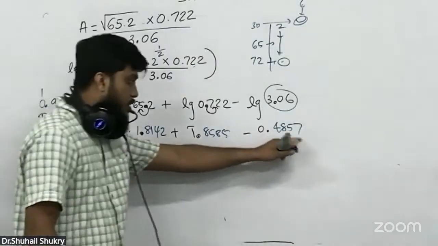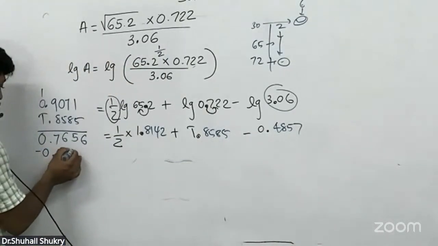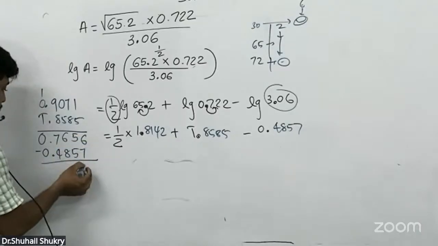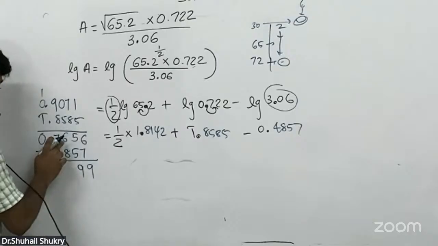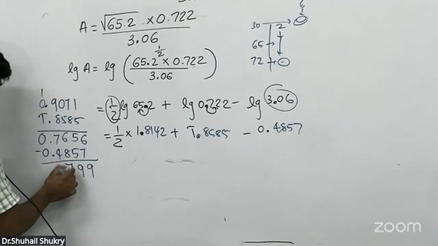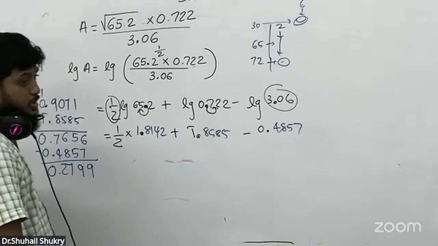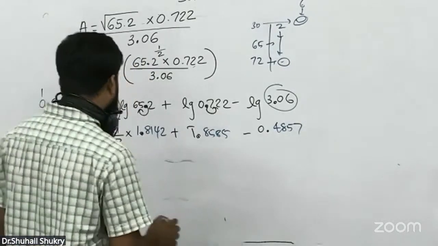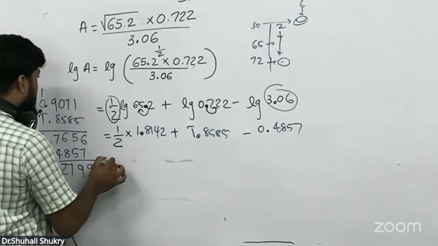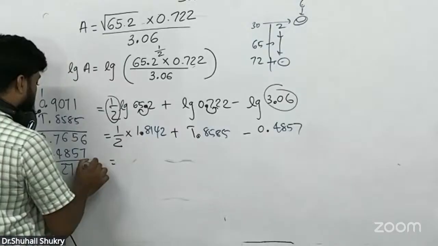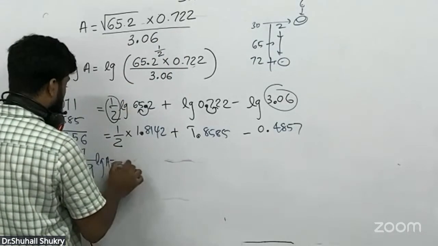And minus 0.4857. 16 minus 7 is how much for the 9? 14 minus 5 is how much? 9. Then you get 15 minus 8 is how much? 7. 6 minus 4 is how much? 2. So we get 0.2799 as the answer. So I can write the value. Log A: once you get this value after simplifying, you write the answer here. Log A equals how much?